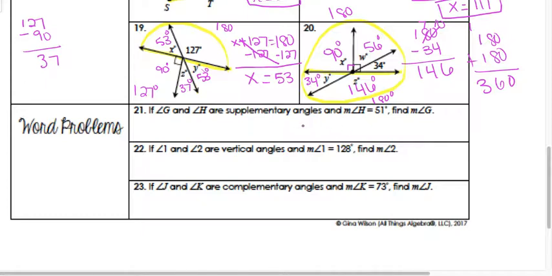So, last thing, let's go through the word problems, because I know how much y'all love word problems. If angle G and angle H are supplementary, there's that word, and angle H equals 51 degrees, find the measurement of angle G. If it is hard for you to figure out word problems, try to draw it, because that's what I'm about to do. It's saying it's a supplementary angle. That's not going to be that hard because all I got to do is draw. Well, maybe it is hard.